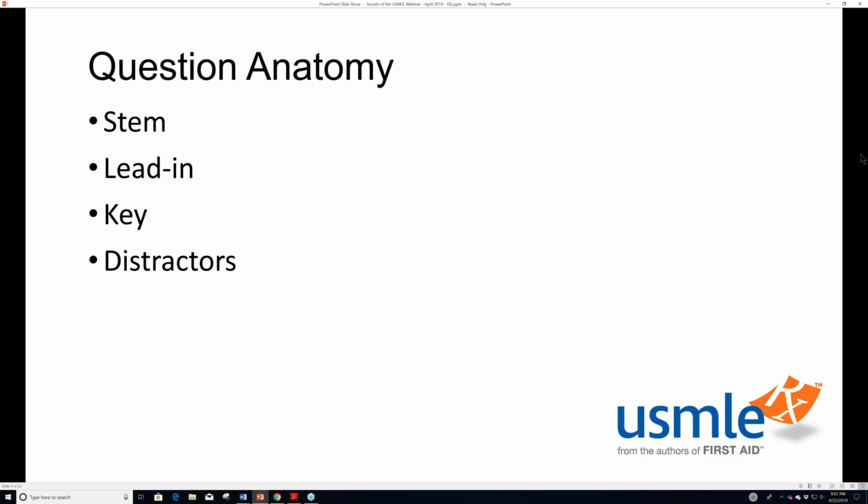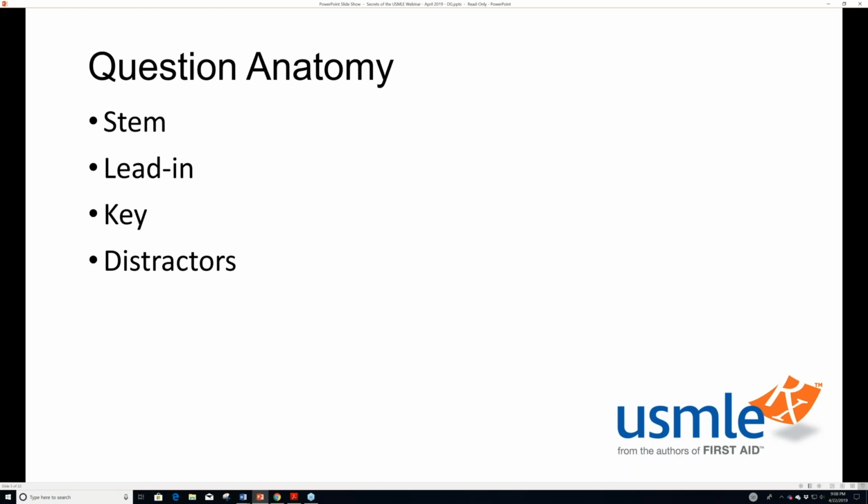So yeah, the first thing we want to talk about is just how questions are set up. They're set up with a stem and then a lead-in, and then your key and distractors. The stem is just the vignette, the first thing you come to and the first thing you read. The lead-in is just the question itself, and it can vary drastically. It can be anything from what's the most likely diagnosis, to what's the next best step in management, to what is the mechanism of action of said drug or disease state. The key is the correct answer, and the distractors are just the wrong answers. So it's nothing more than that when we talk about the anatomy of a question.